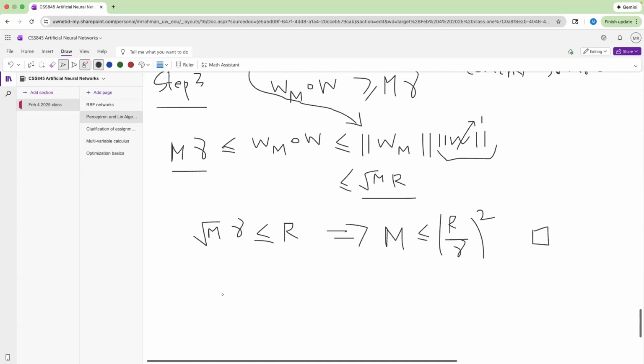So this means that the number of mistakes that you can make in the perceptron is finite. That means that you can only run this algorithm a finite number of times, and after the finite number of iterations, you will actually converge to a weight vector that correctly classifies all the points. Okay, so that's the proof that the perceptron makes only a finite number of mistakes and it converges on linearly separable data.